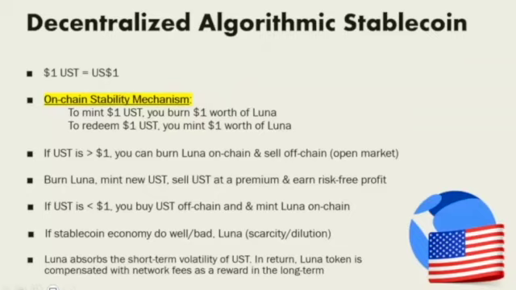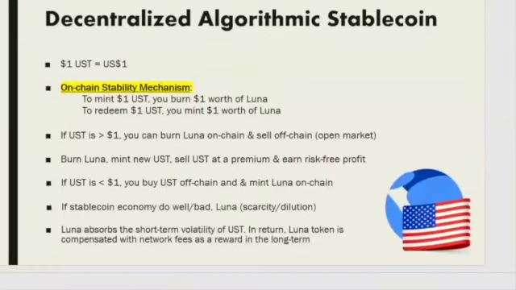Likewise, if the UST is below $1, then you buy UST off-chain, then you mint Luna on-chain, and you profit from this difference. So the idea here is that if the stablecoin economy does well, that means if a lot of people are buying UST, then that will be very bullish for Luna because a lot of Luna has to be burnt, and that will decrease the supply of Luna. So in short, Luna absorbs this short-term volatility of UST, and in the long run, they are compensated with network fees as a reward in the long term.